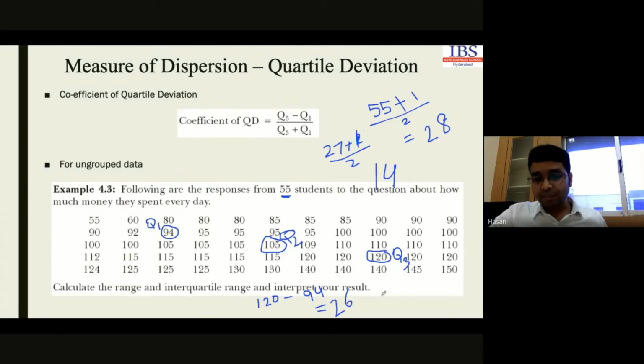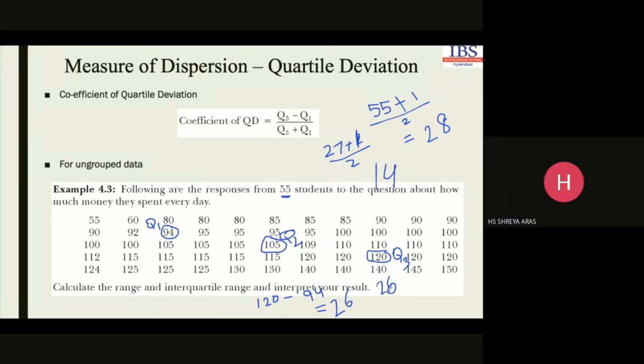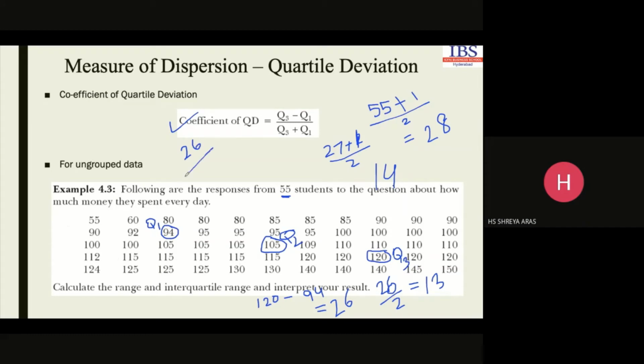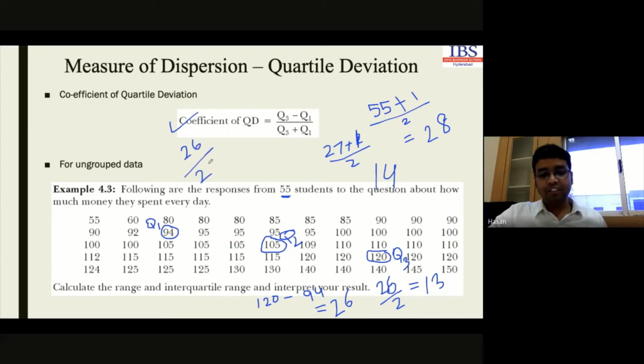Okay. Now another one is quartile deviation. How do we calculate the quartile deviation here? Quartile deviation is this one, 26 divided by 2. That means 13 will be the quartile deviation. And if we are concerned about the coefficient of quartile deviation, that means quartile deviation, 26, divided by 214. Good, very good. So this is the case we have identified here.